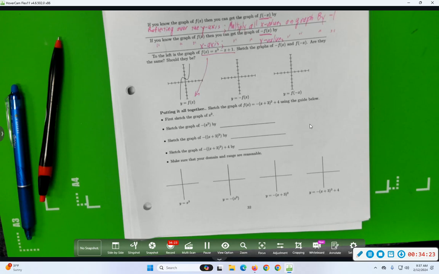So if you wanted the graph of negative f of x from that starting point, how would you get it? You would flip it over the x-axis. You would do the reflection that makes all y values negative what they used to be. So let's track them one at a time.